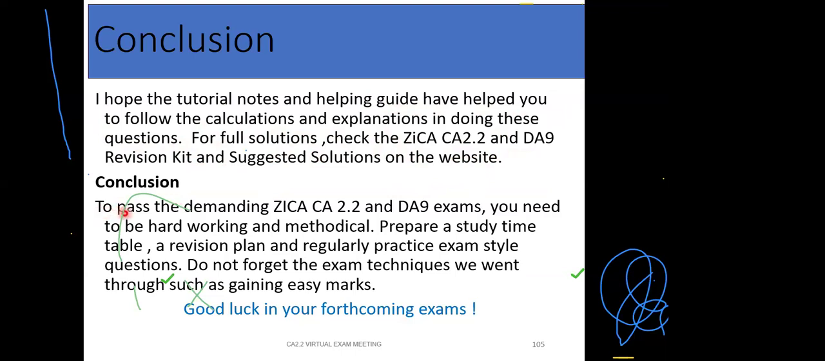I should just add that to pass the demanding Zika CA2.2 and DA9 exams, you need to be hardworking and methodical. Prepare a study timetable, a revision plan, and regularly practice exam-style questions. Do not forget the exam techniques we went through, such as gaining easy marks. Good luck in your forthcoming examinations.